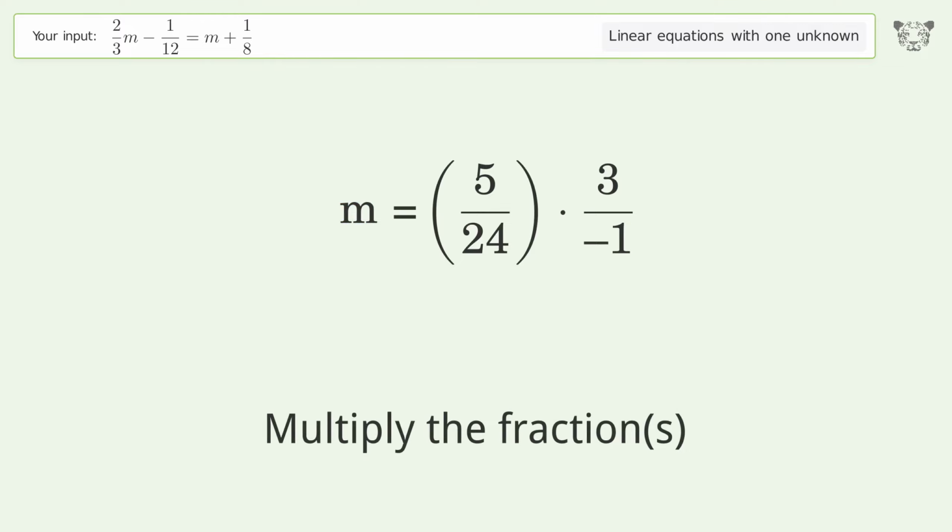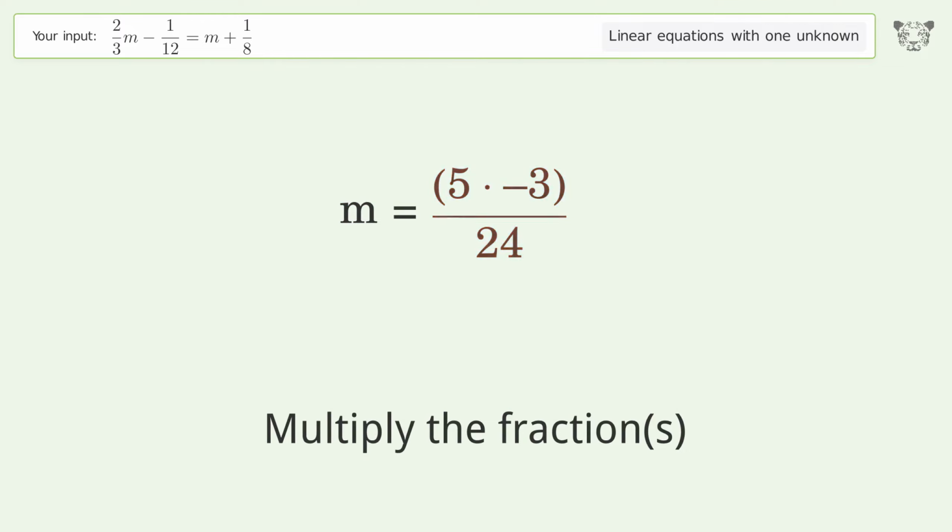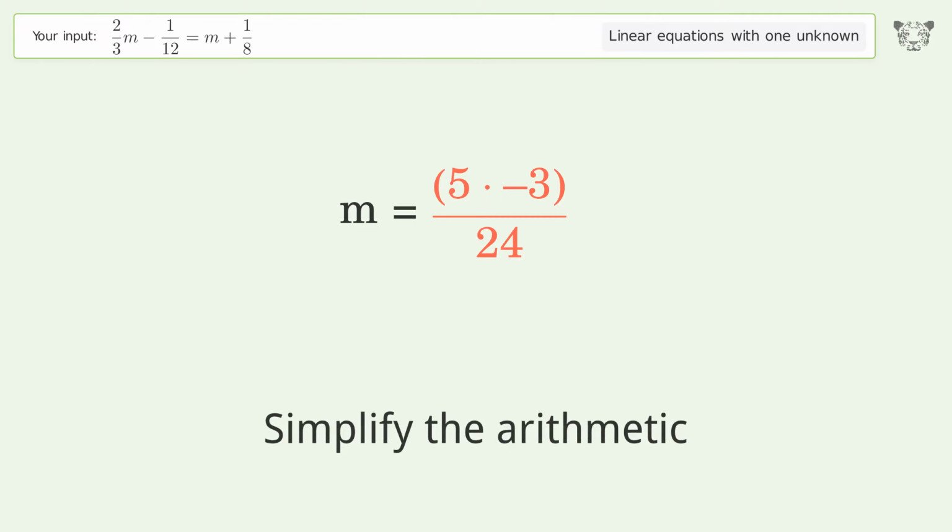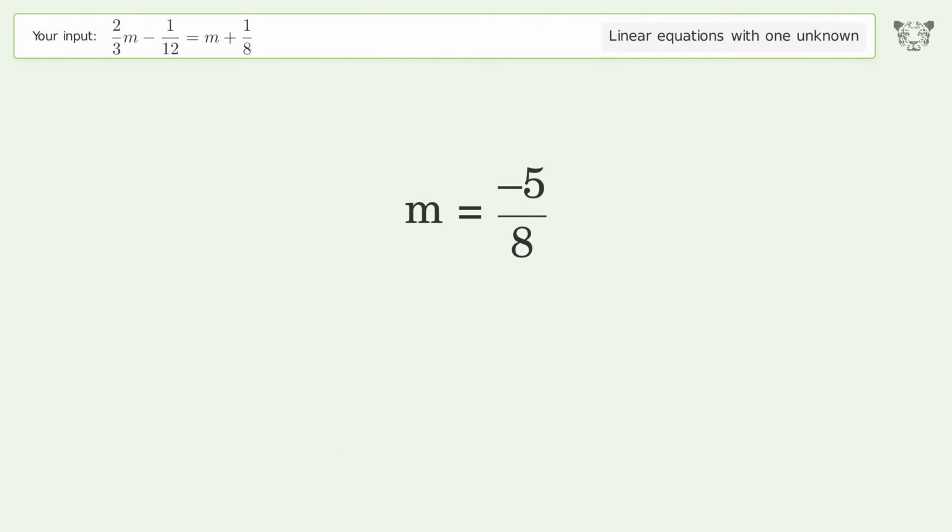Multiply the fractions. Simplify the arithmetic. And so the final result is m equals -5/8.